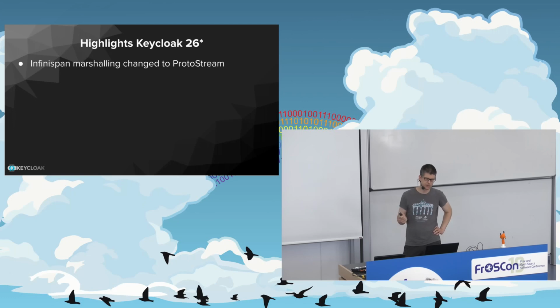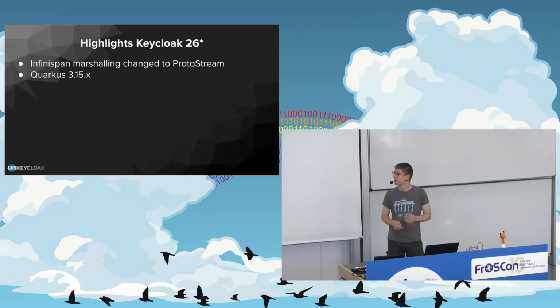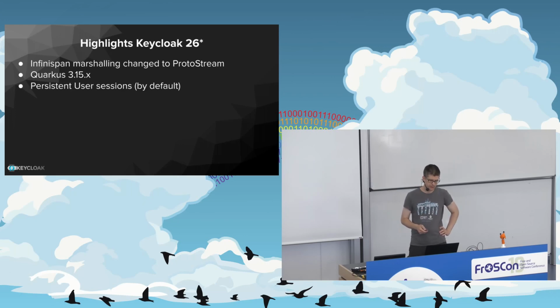Also, the external Infinispan will be using ProtoStream as well. So if you, in the past, tried to look into the external Infinispan and were unable to decipher the data which is stored in there, now the Infinispan UI will show you the data that is stored in the different entities in the caches. Again, we're waiting for 3.15 of the Quarkus team, which will be included in there.